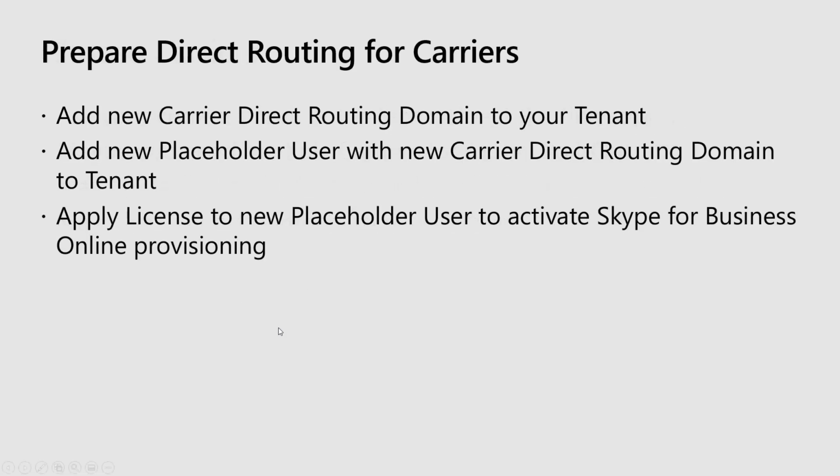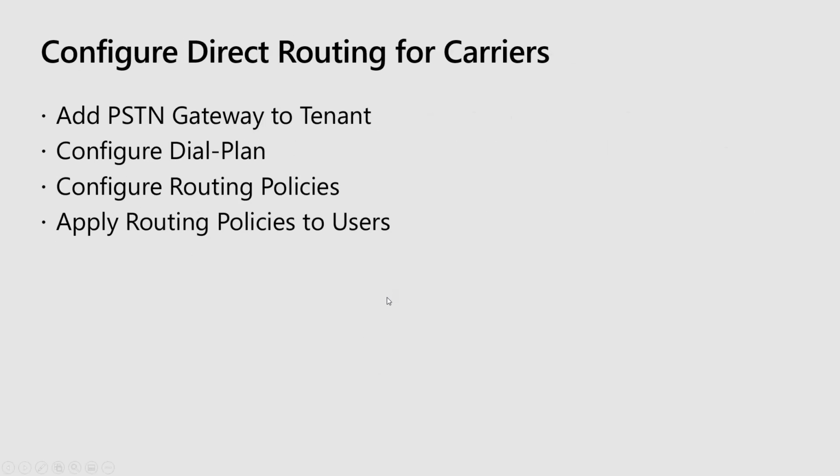And then we have to prepare direct routing for carriers. That means we have to add this domain, like I said. I'll have some screenshots about this. Essentially it's a placeholder. We also have to create a user, a dummy user, you would say, that is configured to allow this direct routing configuration. And then the last step is really simple, because we just add PSTN gateways, configure dial plans, and do the routing accordingly so that we route to the carrier SBCs.